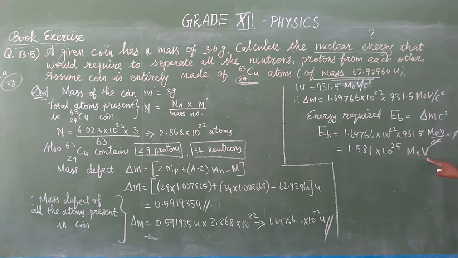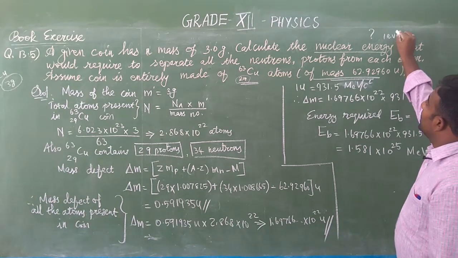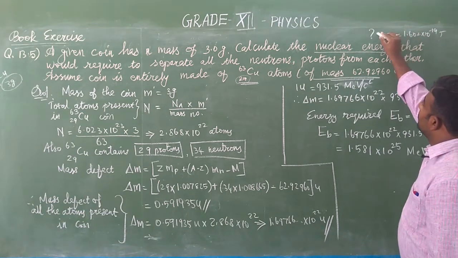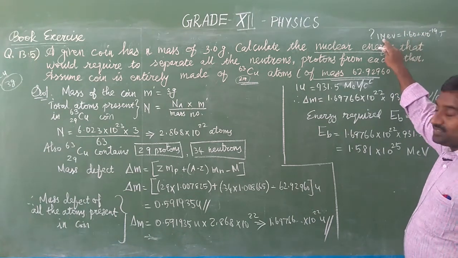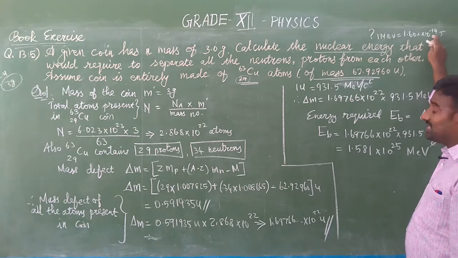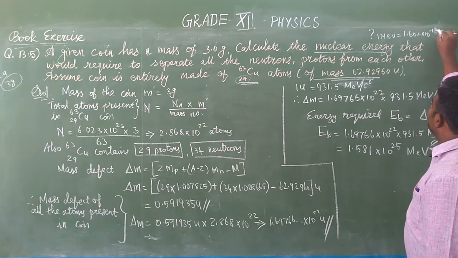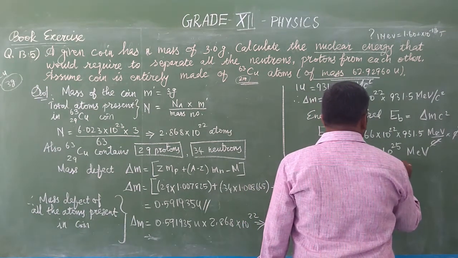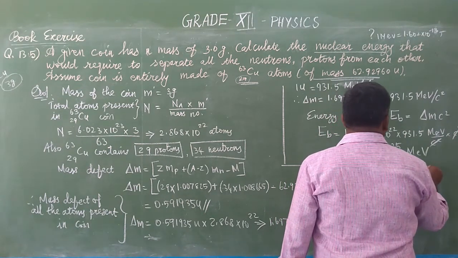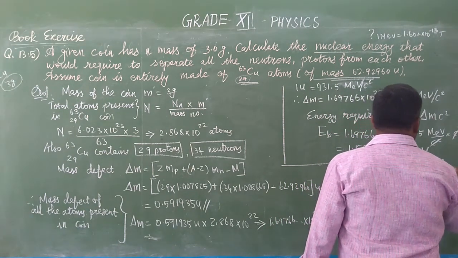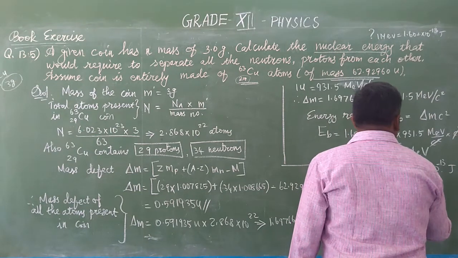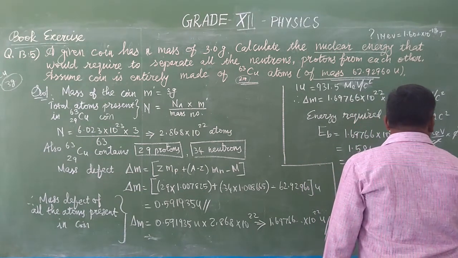So converting this electron volt into joule, we know already 1 electron volt is equal to 1.602 into 10 to the power minus 19 joule. Therefore 1 mega electron volt is equal to, mega means 10 to the power 6, here 10 to the power minus 19, so it becomes 10 to the power minus 13. Substitute: 1.581 into 10 to the power 25 into 1.602 into 10 to the power minus 13 joule. Then finally the energy required is 2.5296 into 10 to the power 12 joule.